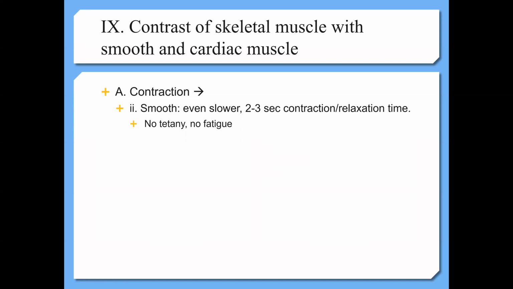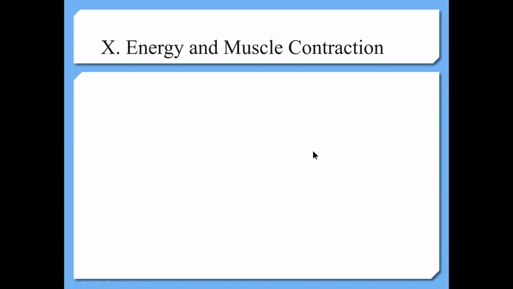There's 3 layers of smooth muscle in the stomach, and 2 layers of smooth muscle in the remainder of the GI system to mix the food and to move it along through the GI system. Well, you don't have to be in any great hurry for either one of those things. They don't happen instantaneously. So 2 to 3 seconds contraction, relaxation time, so no tetany, no fatigue.